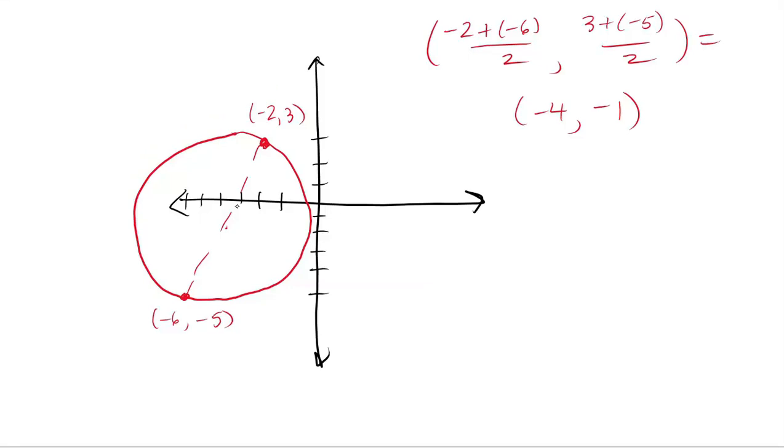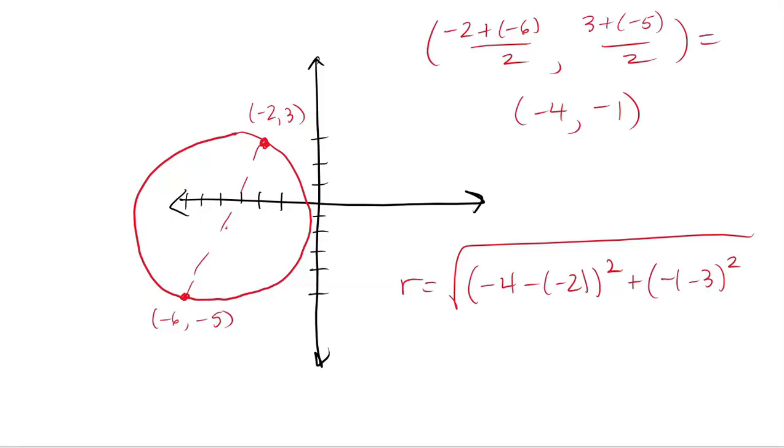To find the length of the radius, we could either find the length of the diameter and divide by 2. I actually demonstrated that in a previous video. Or I could find the distance between the center and either of the two given points. So let's find the distance between the center and this point in the second quadrant, negative 2, 3. It doesn't matter which one I use. I'm just going to arbitrarily use the one on top. So I'm going to find the difference in the x-coordinates. That's negative 4 minus negative 2. I square that difference. I add that to the square of the difference in the y-coordinates, negative 1 minus 3 squared. And then I take the square root. That should give me the radius of the circle because I'm measuring from the center to the edge.